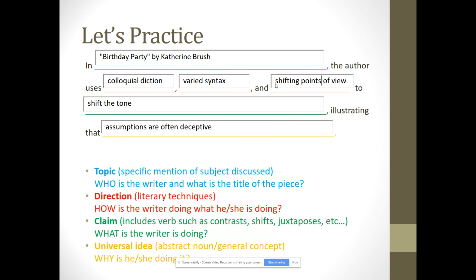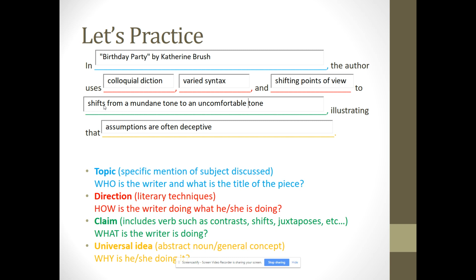Let's look at the green blank. We should be more specific here as well. The author shifts the tone, but let's say what the tone is. Which tone does she start with, and which does she end with? We could say that she shifts from a mundane, almost boring, run-of-the-mill tone to an uncomfortable tone. This is more specific and tells the reader exactly what you have in mind and plan to discuss in your essay.